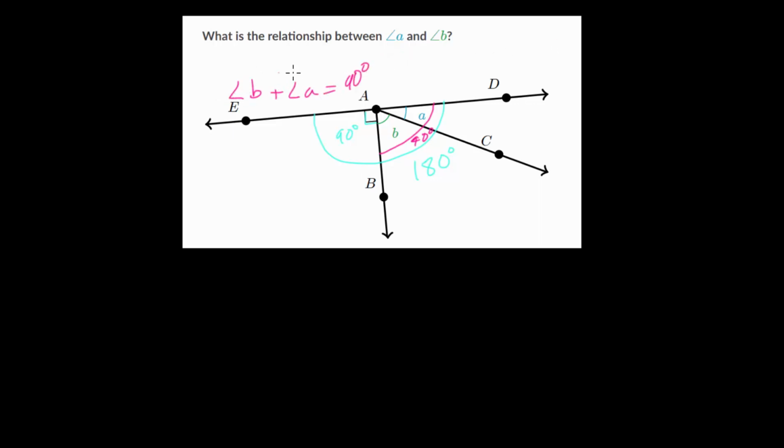And we know that when two angles add up to 90, we call this complementary. Now, we don't have enough information to determine what exactly A and B are, but since we know they add up to a right angle, we can at least assume that they're complementary angles.